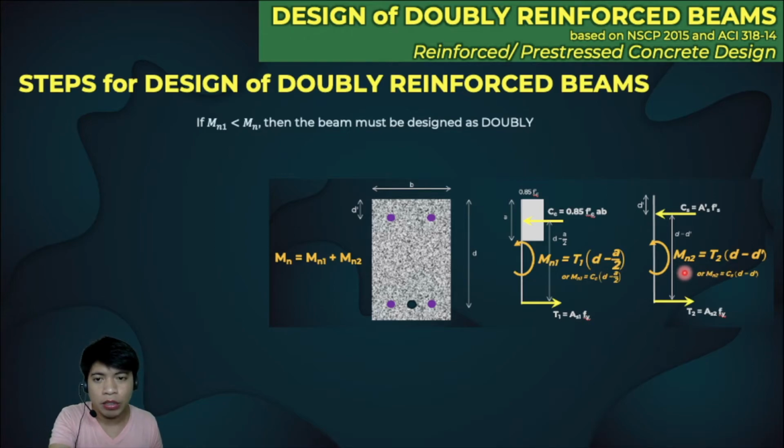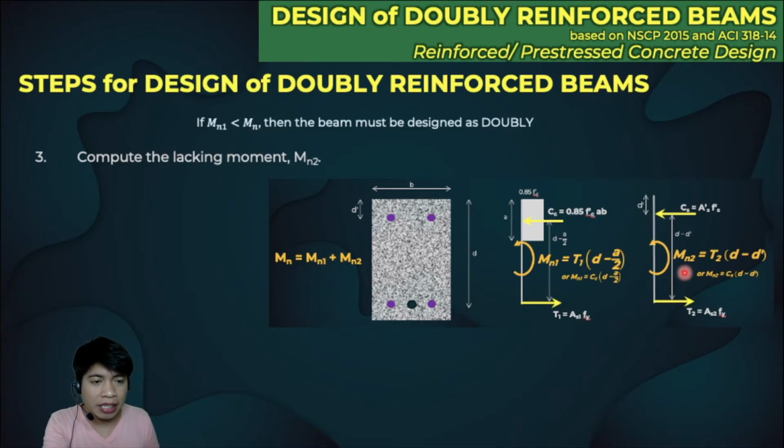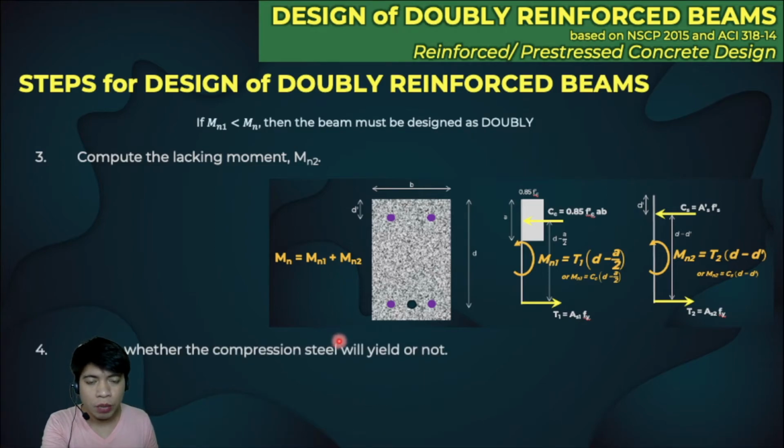So, kailangan nating i-compute ngayon yung lacking na nominal moment sa ating beam. So, madali lang naman siya. Itong equation na to, MN natin is equals to MN1 plus MN2. Kaya makukuha natin guys si MN2. Okay? Okay, then next is, we have to check whether yung compression steel will yield or not.